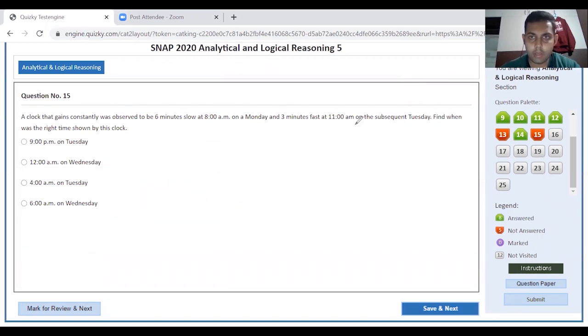Six minutes slow at 8 a.m., 3 minutes at 11 a.m. In 27 hours, it is gaining 9 minutes, right? Or every 3 hours, it gains 1 minute. So, right time. So, in 18 hours, it's going to gain 6 minutes. So, 8 to 8 is 10 hours. So, 9, 10, 11, 12, 1, 2, 3, and 4. 4 a.m. Simple.